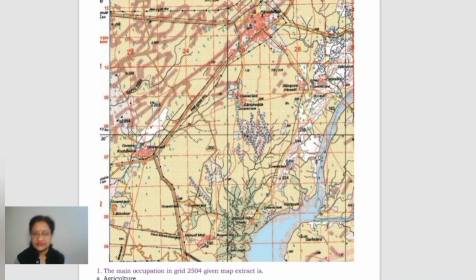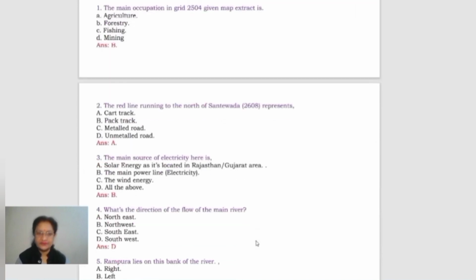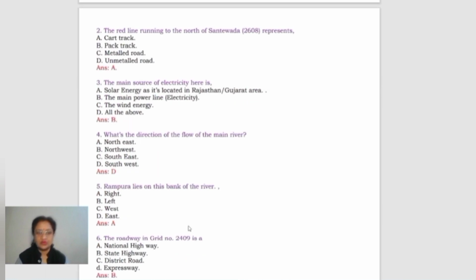What are the different heights given here? 238, 244, 224, 224, then 181, 160, 190. That means the direction is towards south, southwest, because it is coming from the east and going towards the south. So the direction is somewhat towards south, southwest. Let's see the options given. Northeast, no. Northwest, no. Southeast, no. It has to be southwest, yes. D is the option for this.